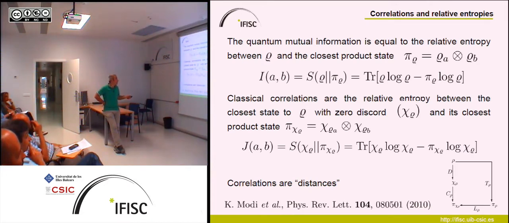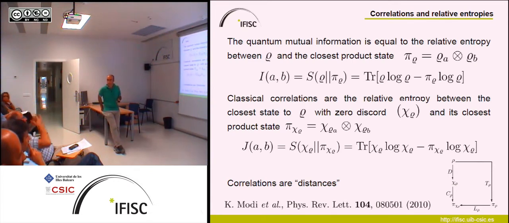And also the classical correlation can be described as the relative entropy between the closest state to rho which has no quantum correlations, and the state chi of rho, which is a product. I'm introducing this definition because when I go to the multipartite case, I will need them to justify the quantities I want to introduce.